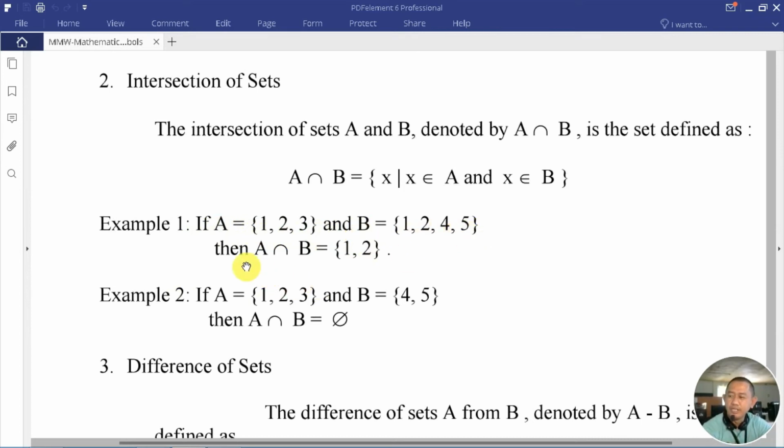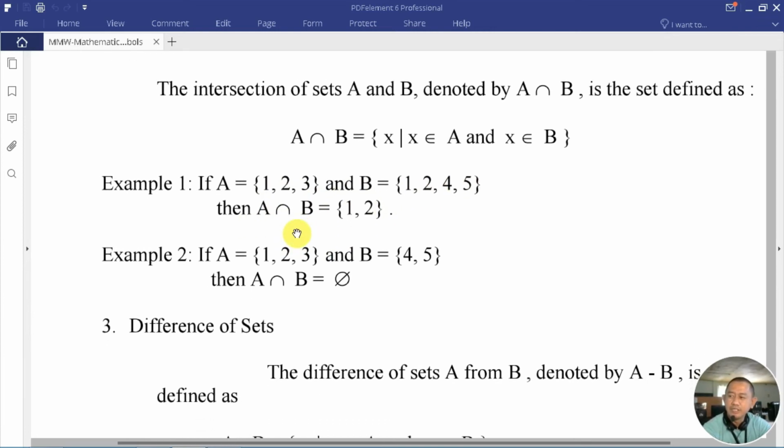Their intersection, A intersection B, is 1 and 2. So what do they have in common? What they have in common is 1 and 2. So that's the intersection, where the two sets meet.